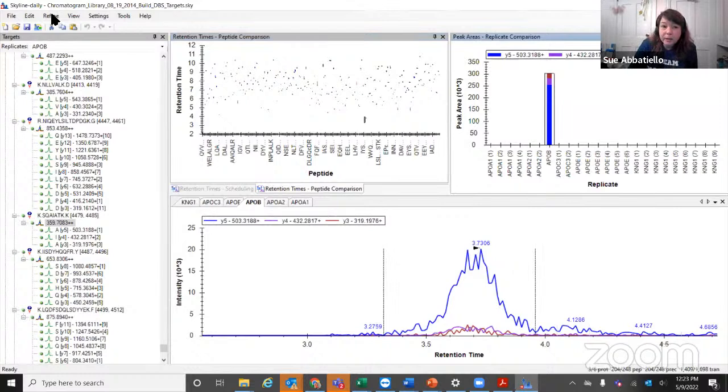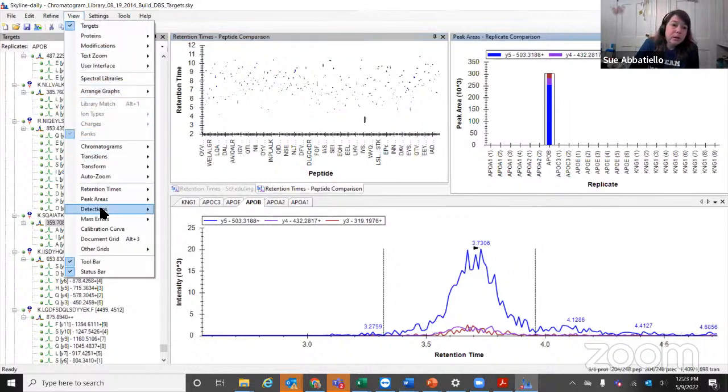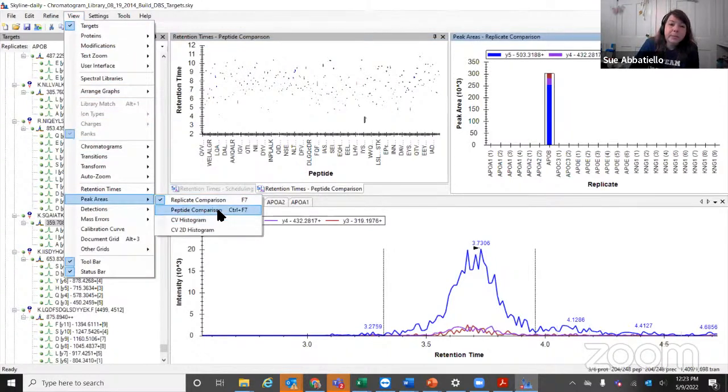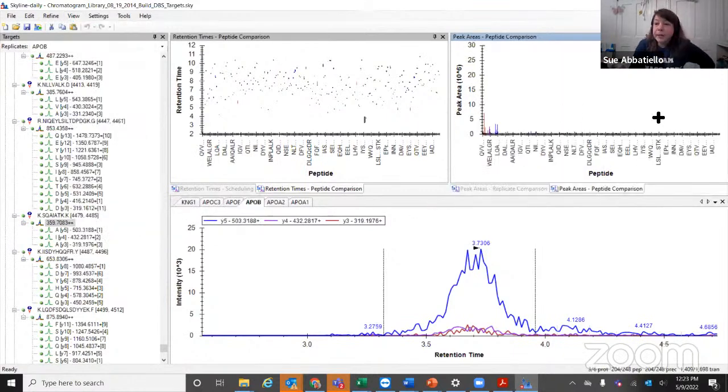In the peak area plot, if we go to view, there are also a lot of different ways it can be plotted, where for the replicate comparison, this is the view that we're observing right now. It's most ideally used when you are targeting the same peptide over a number of runs and you want to see how it changes over a number of runs. In this particular Skyline file, every run is for a different protein. So this view is not so useful for us in this setup. So if we look at peptide comparison, now we can look at all the peptides.